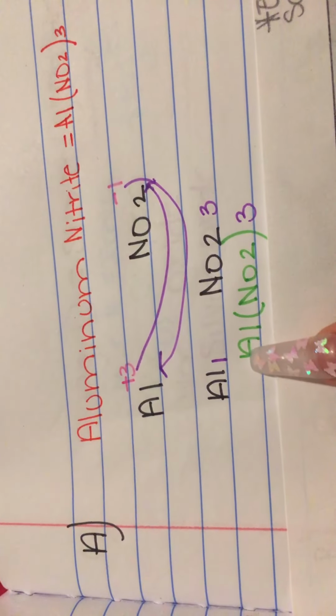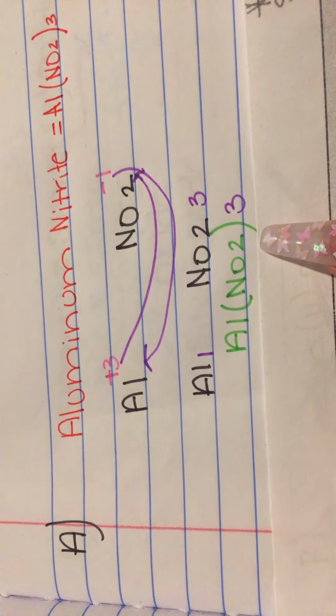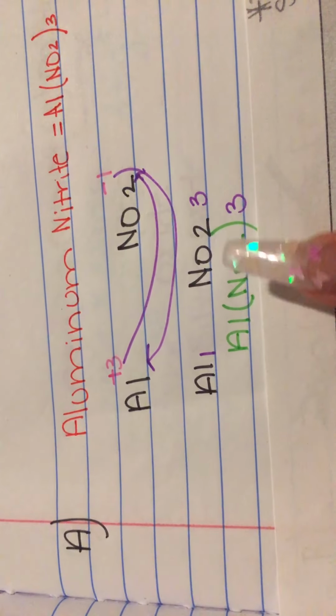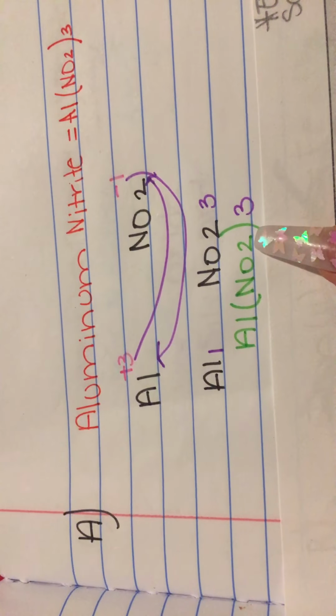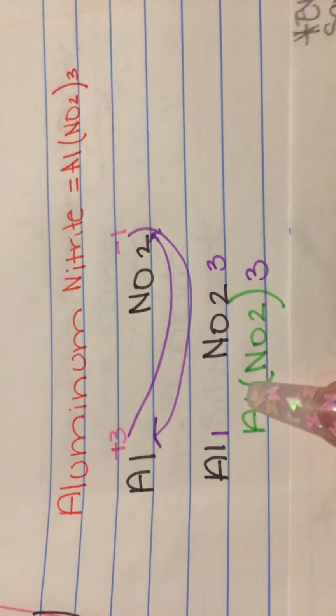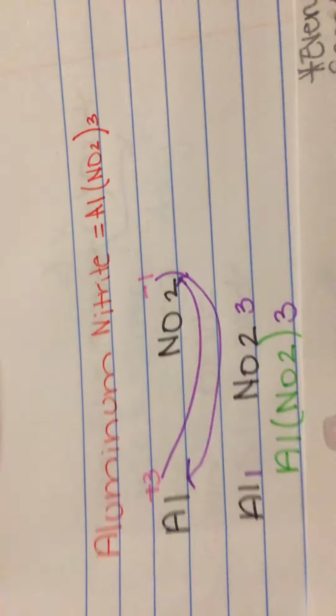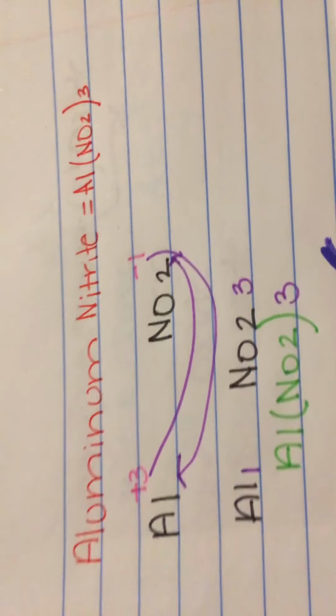So our answer would be Al(NO2)3. The 2 comes with the name, so nothing could be changed to that. So this is how to prove that this name matches this formula. Yes, this name matches this formula as proven below.